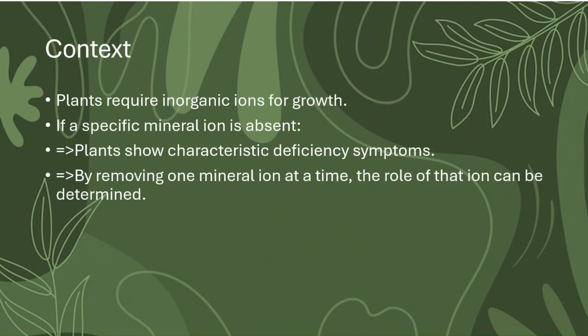So plants require inorganic ions for growth. So if a specific mineral ion is absent, plants show characteristic deficiency symptoms. And so by removing one mineral ion at a time, the role of that ion can be determined.